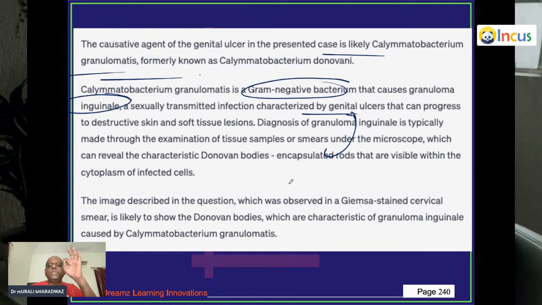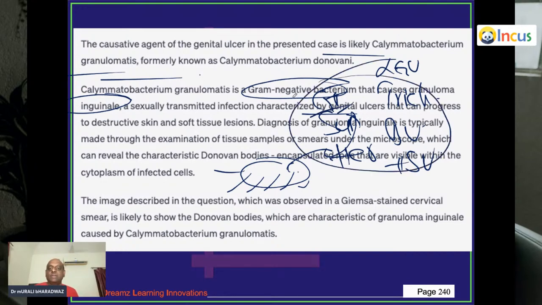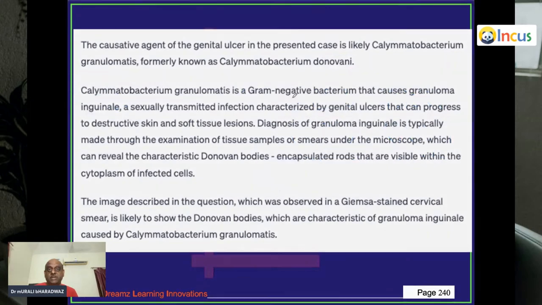So sure shot, doctor, every INICET in EPG you go, one question on one of the STDs. If it doesn't come, my name is not Murli Bharadwaj. LGB will come. Trichomonas will come. Bacterial vaginosis will come. Herpes simplex virus. Herpes zoster. Syphilis. Granuloma inguinale. Right? And then all these things. You have to be 100% sure, doctor.